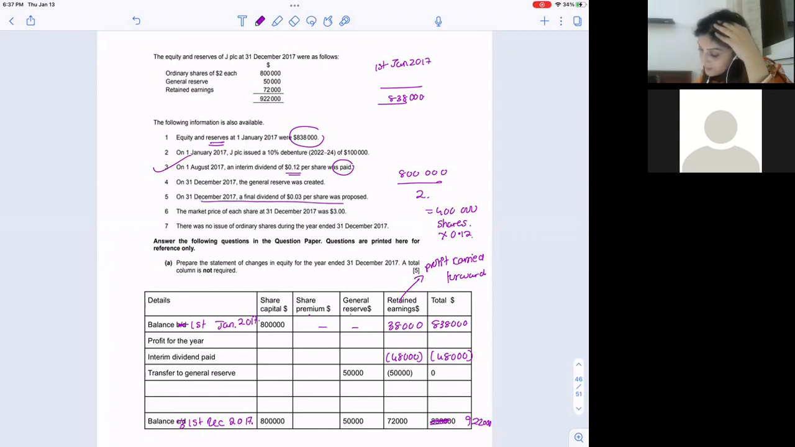Proposed dividend, this will be declared next year. It is proposed this year, so it will be given when? Next year. Okay, there is no issue of ordinary shares.